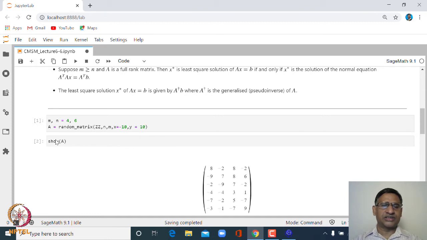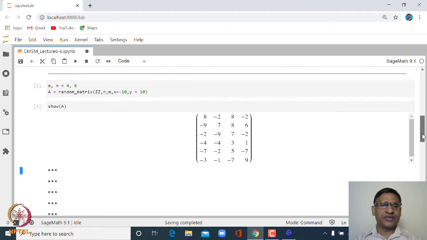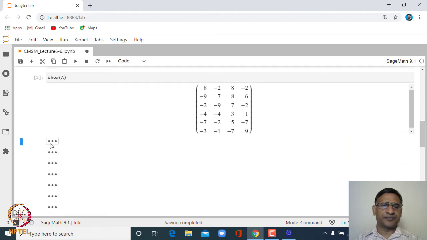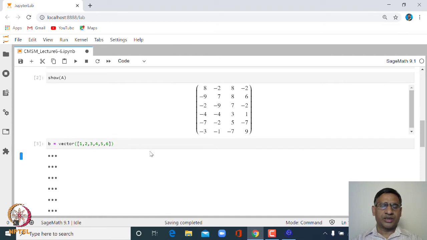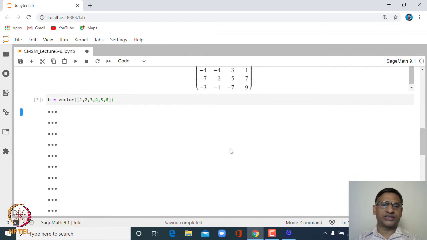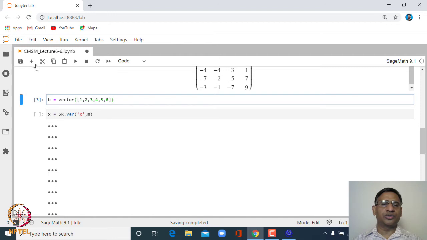Right. Now let us see what this matrix is. So this is how this matrix looks like, and next let us define a vector B, which is 1, 2, 3, 4, 5, 6. Now we can ask whether B lies in the image space of A. So how do you check?